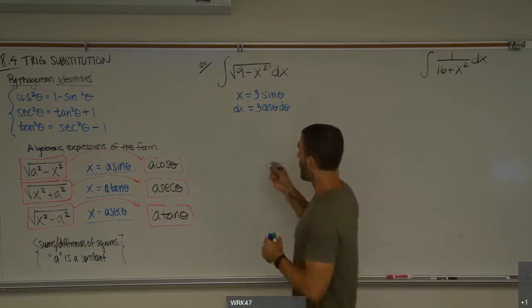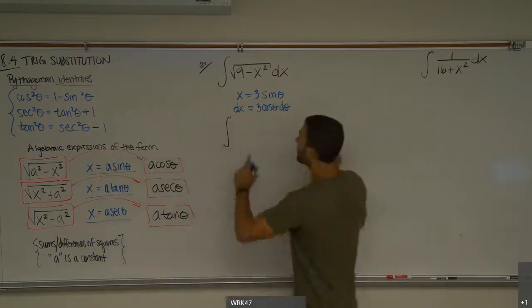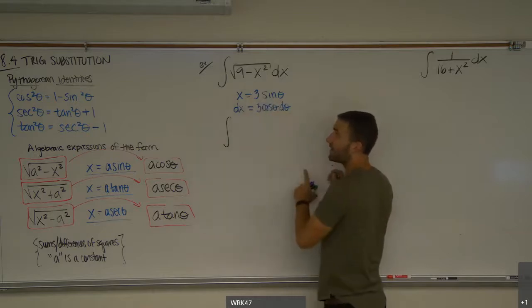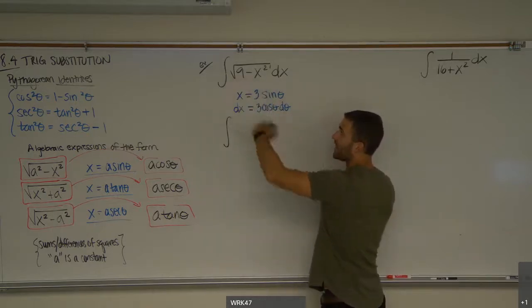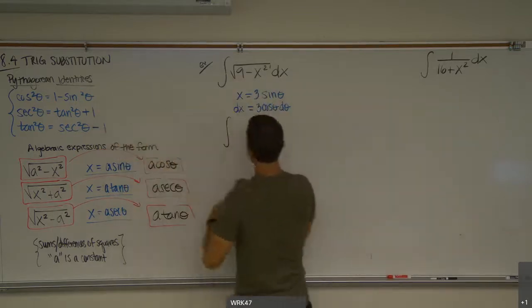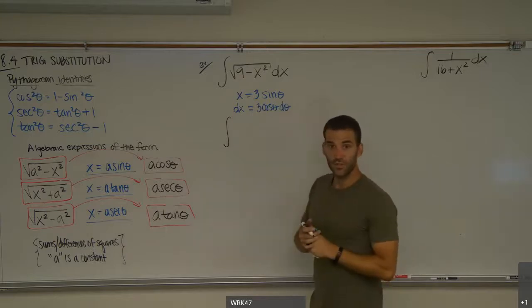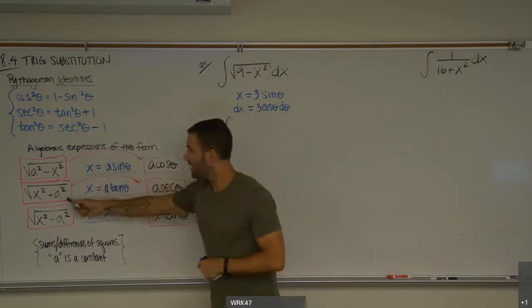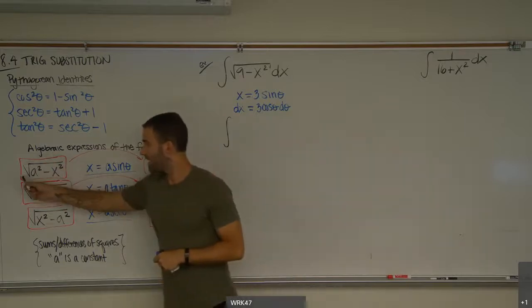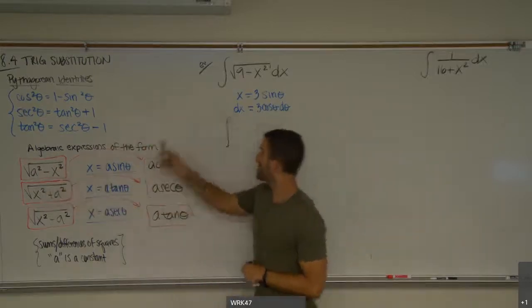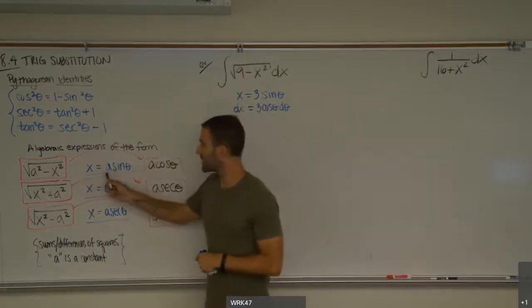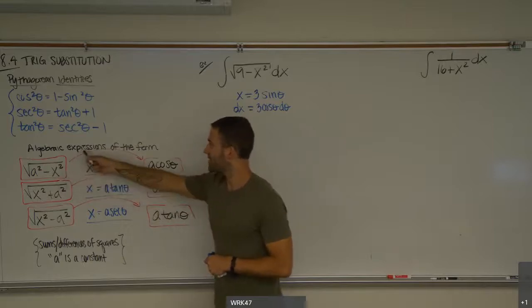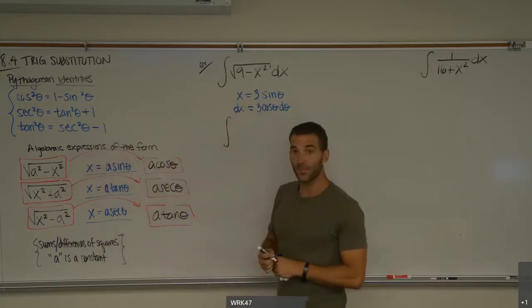Now, while you could go through the whole process of replacing x with 3 sine of theta, squaring it, factoring out the 9, using this identity, and getting a trigonometric expression, we already did it 2 times over in the last video, and so we know what's going to happen. If I have an expression that looks like this, and I replace x with a sine of theta, this expression will become a cosine of theta.